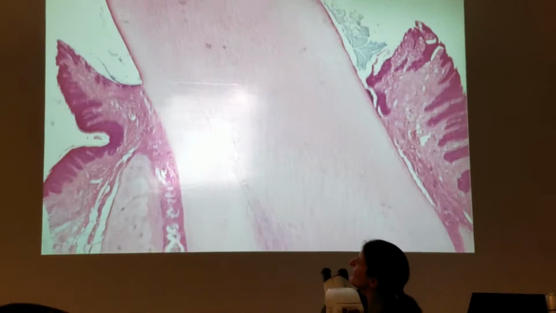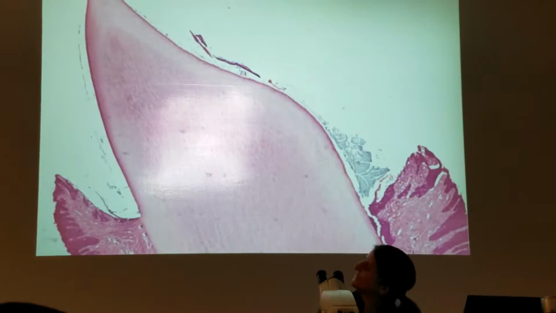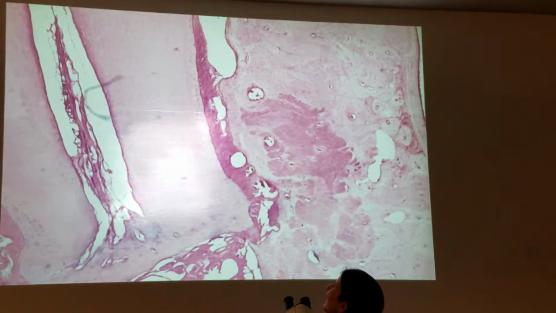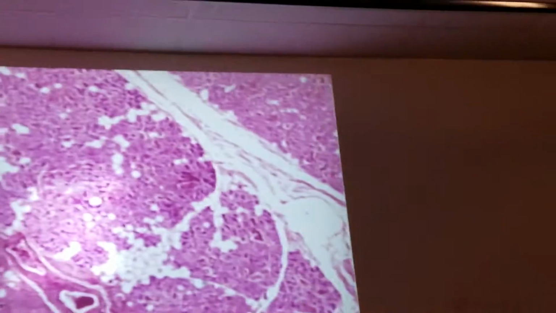It's upside down. No, it's not. It's a little twisted. Yeah. It's a deformed tooth or something. It's an alien tooth. Submandibular gland.